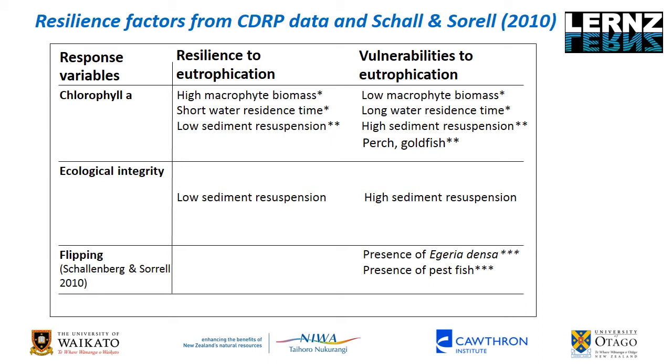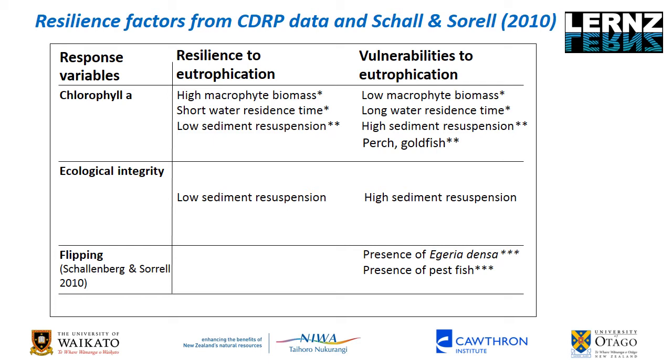So far we have a number of candidates that are factors that affect resilience and the vulnerability to eutrophication in lakes. And these factors are described in this table here. So things that provide resilience appear to be high macrophyte biomass or cover, short water residence times, which allow greater flushing of nutrients and sediment out of lakes, and low sediment resuspension. So that's probably related to macrophyte biomass, but probably also to lake depth.